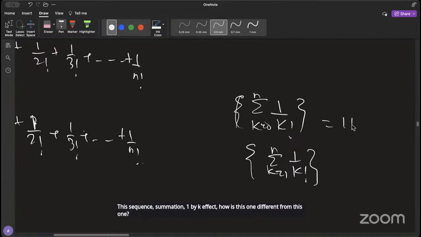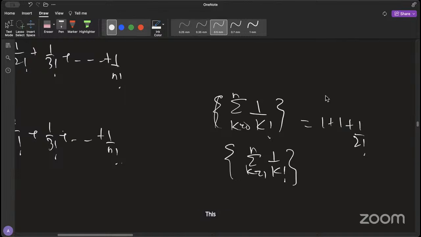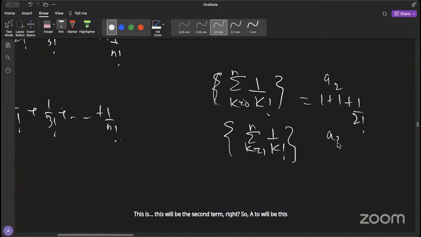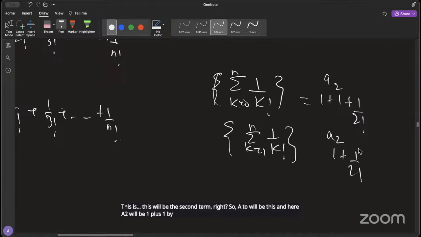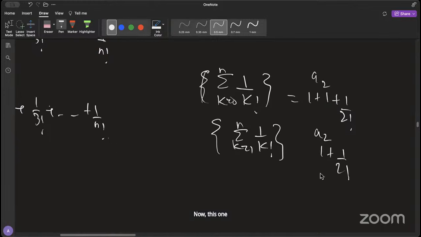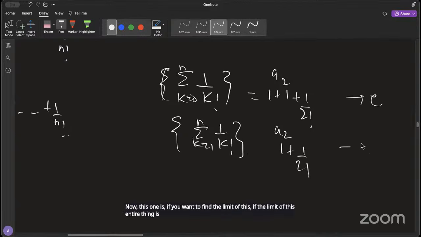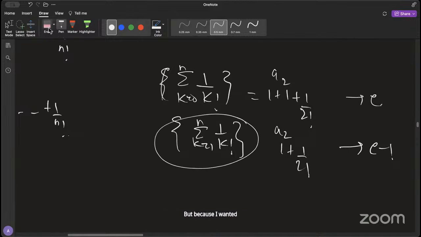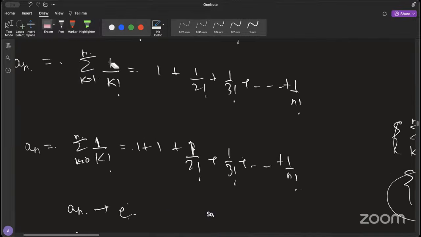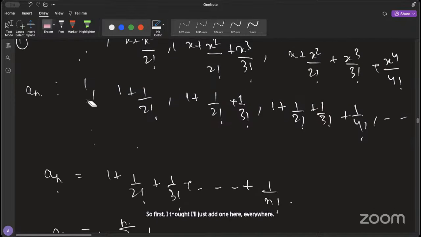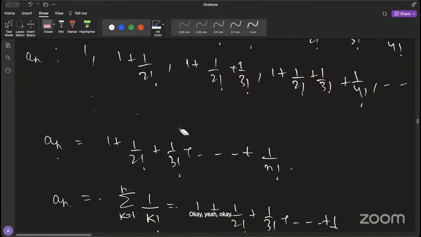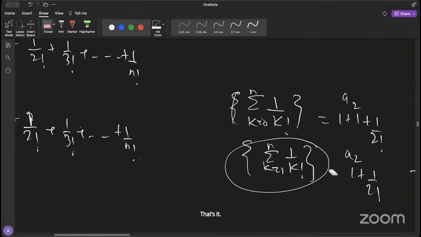Here you have 1 plus 1 plus 1 by 2 factorial. This will be the second term, right? So that's A2, which will be 1 plus 1 by 2 factorial. If you want to find the limit of this entire thing, and it is e, then obviously the limit here will be e minus 1. But because I wanted to discuss this one, I first thought I'll just add 1 here everywhere, but then I removed it. So no particular reason at all.